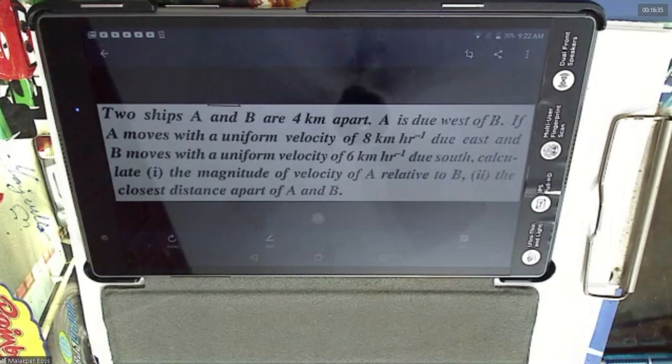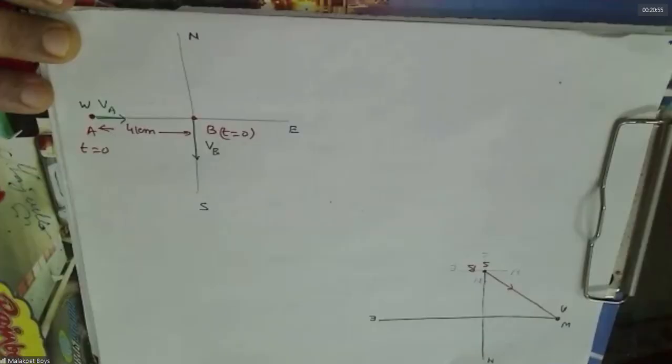Now B is starting in which direction? A is due west. If A moves, A is moving like this. This is VA. And B moves towards south. This is VB. Minimum separation. Let us take after time t, what will be the locations we will mark. At t, A travels how much distance, man? VA into t, no acceleration. So what will be this distance? Can you tell?